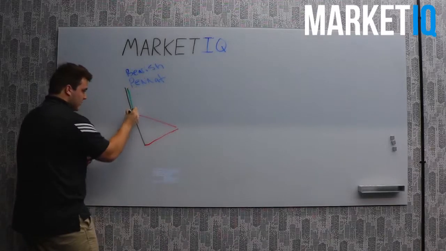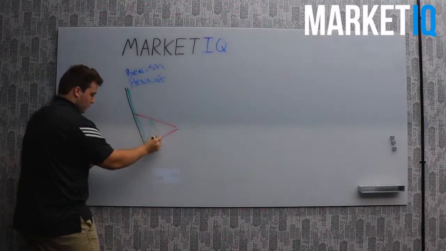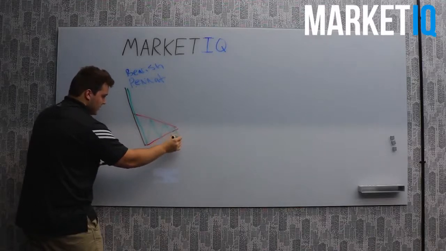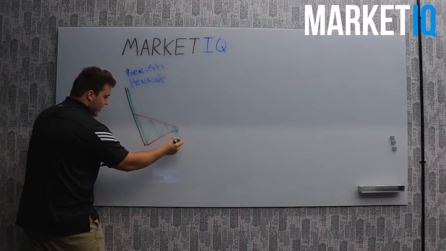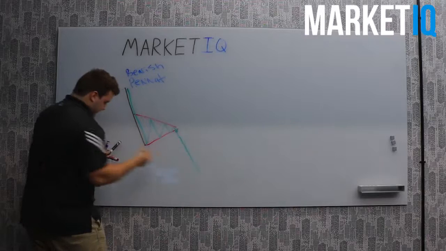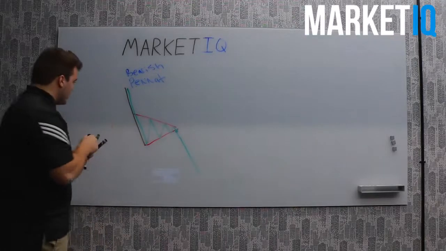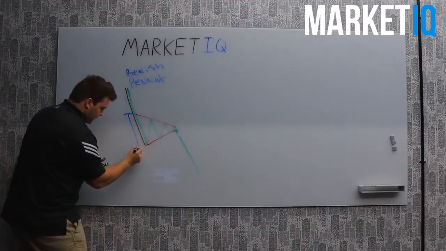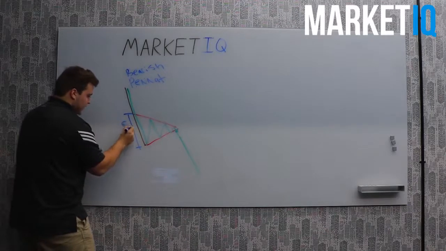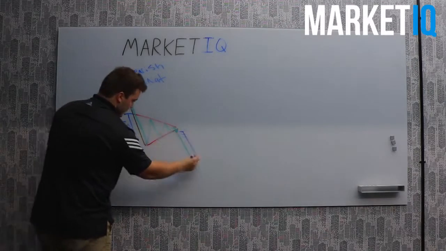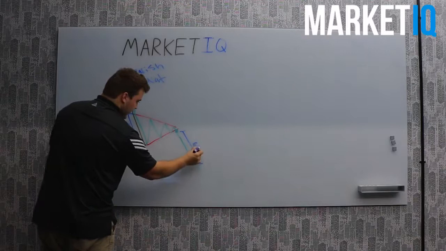Green is price. See a breakout. This is our sell to the downside. Now to measure, let's say it's 60 pips. We'll take it, 60 pips.